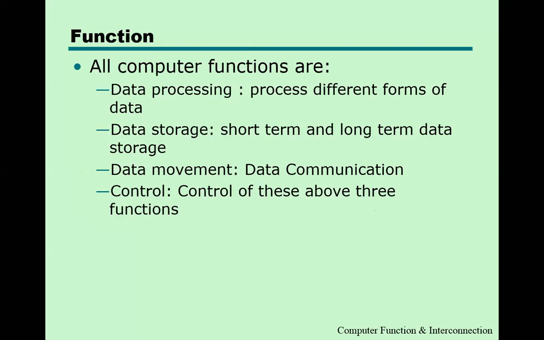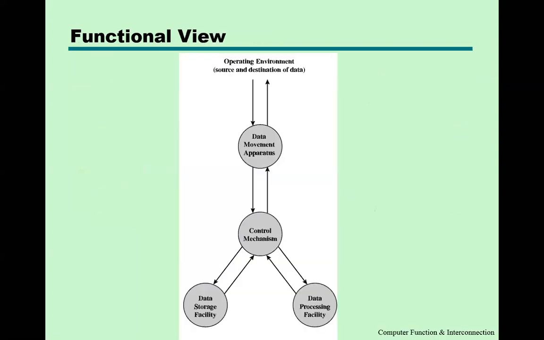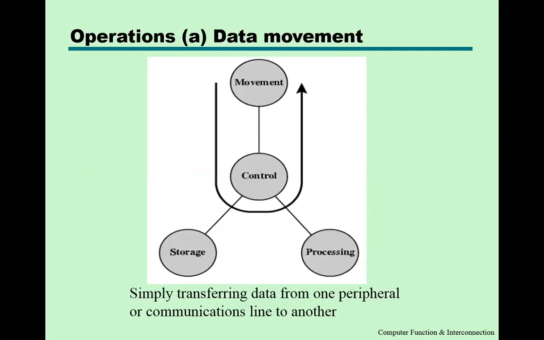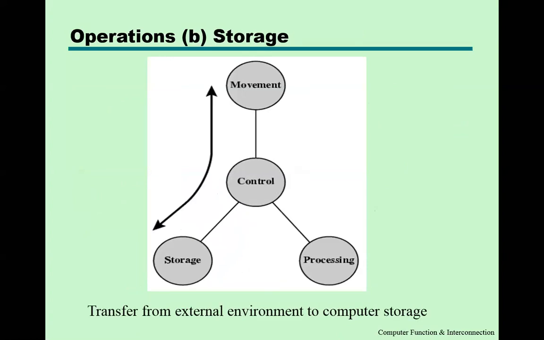We have seen various functions like data processing, data storage, data movement, and control, right? So here we have seen how the different components are connected to each other, and each component has its own function. It performs its particular operation. We have seen the different types of operation, like how the data movement is there between the two components, how the data transfers from the external environment to computer storage, here how the data is moving.